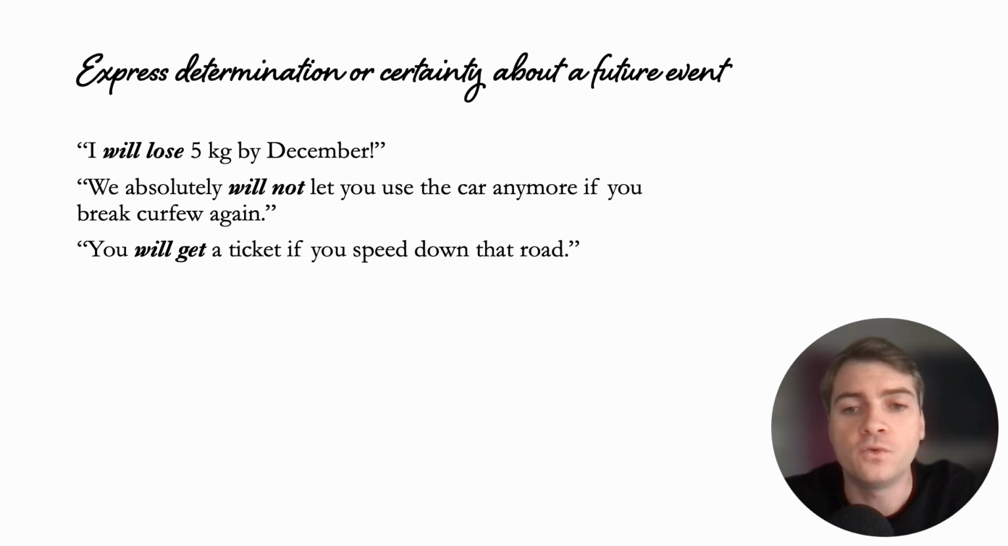The last one, you will get a ticket if you speed down that road, okay? You will get a ticket if you speed down that road. The tone here lets you know that they're expressing certainty. They're not just making a prediction, they're expressing certainty that, hey, this will happen if you do that thing, okay? They're putting emphasis on the will, and this lets you know you need to take them seriously. Don't speed down that road or else you will get a ticket.